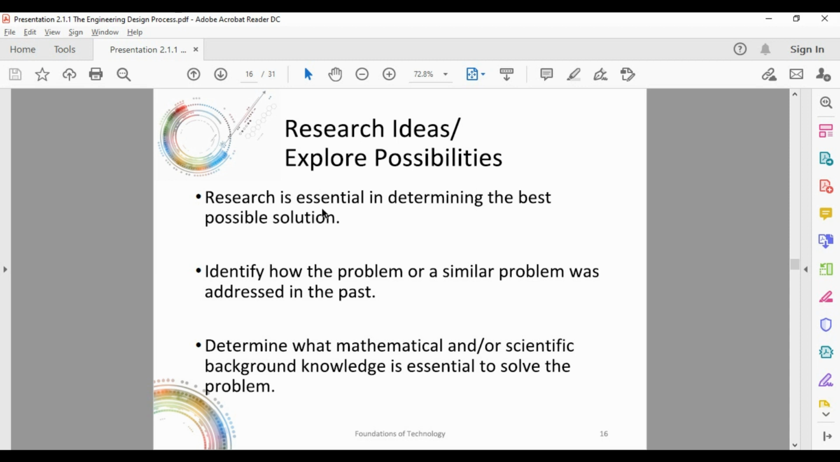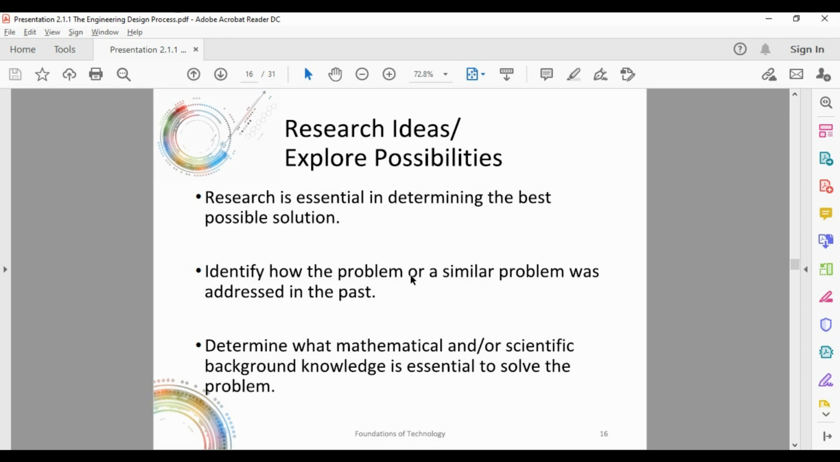You get a lot of people working together. Everybody puts in their input. You weigh the pros and cons, and eventually you can work out a more adequate solution. Identify how the problem or a similar problem was addressed in the past. In the case of building a toothpick bridge, how has it been done previously? Is it something that you can do?